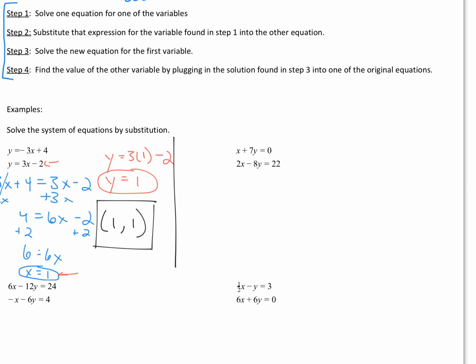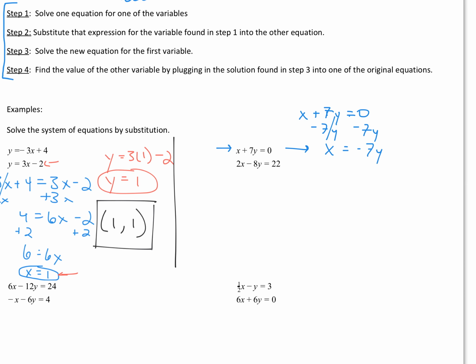Okay, in this next example, we have no variables solved by themselves right now. So we have to do step 1, get one of these equations for one variable. It looks like this first equation might be easiest to work with. So off to the side, if I solve this for x, or write it in terms of just x equals, I subtract 7y, and I get x equals negative 7y. So that is step 1 done. We rewrote this to look like x equals negative 7y.